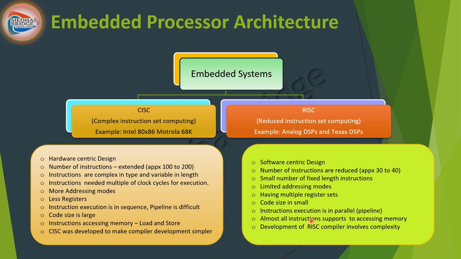One important point that we have to reiterate is that RISC supports parallel processing and hence it is faster, and most of the instructions which we use in RISC have the ability to communicate with memory directly. Other way around, all the instructions support accessing the memory. If you look at RISC, compilers involve complexity in development.